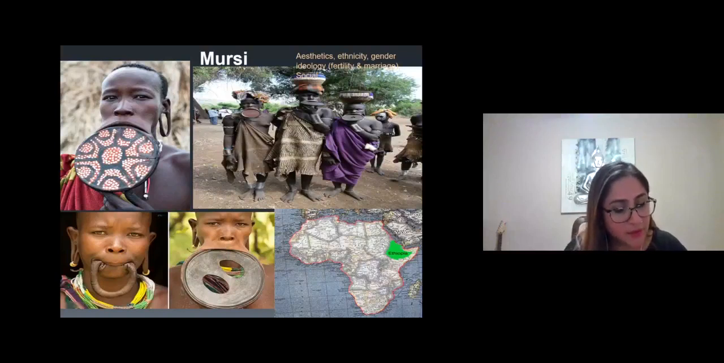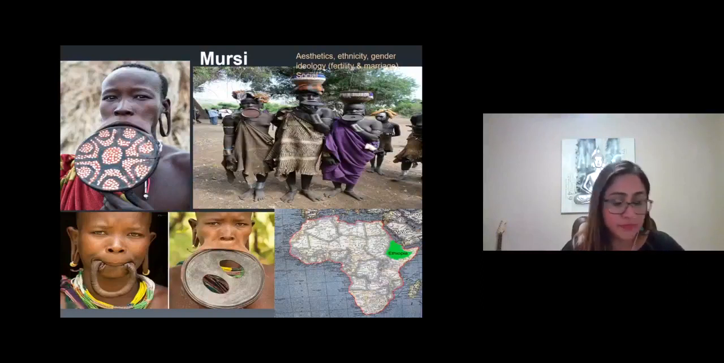And so for the Mercy, the lip plate also represents a form of ethnic identity. They live in an area where there are different ethnic groups, and this is one form to distinguish and to mark that they are part of the Mercy, that they are a Mercy ethnic group. And so the plate represents, again, beauty, sexual maturity, and eligibility for marriage.